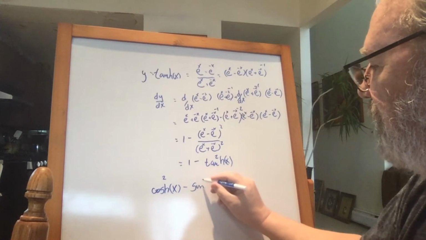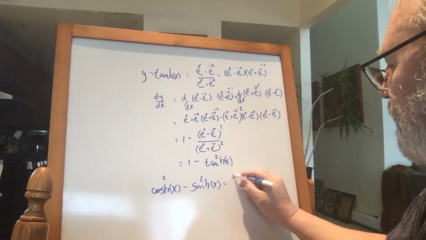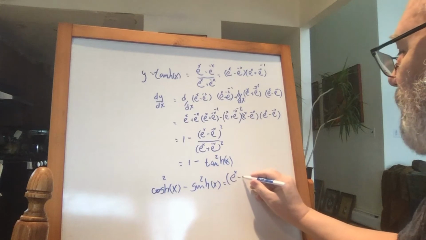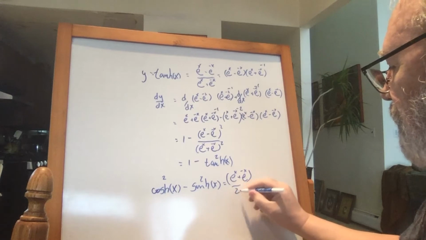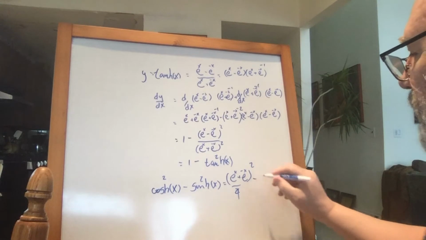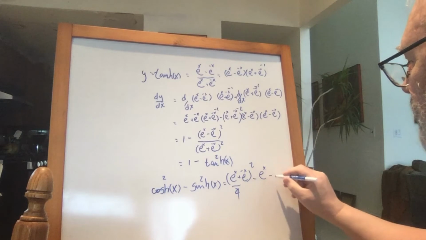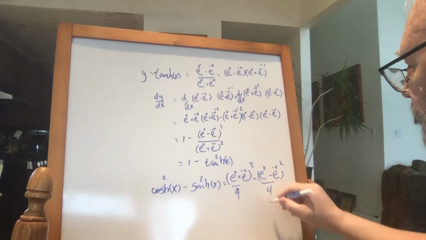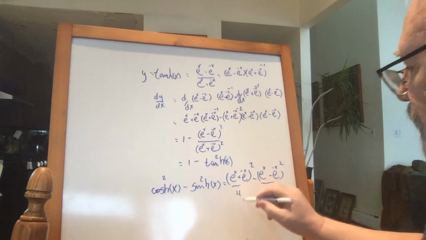minus sinh squared of x, and that's equal to e to the x plus e to the minus x, squared, on 4, minus e to the x minus e to the minus x, squared, on 4. That's not a very good 4. And we expand that out.